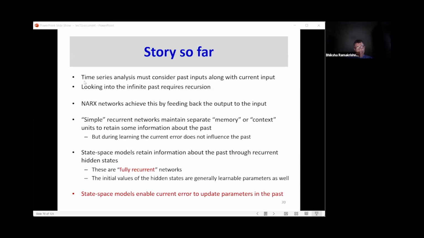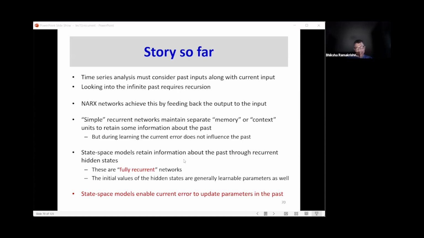And so here's the story so far. Time series analysis must consider past inputs along with the current input. And looking into the infinite past requires regression. Large networks achieve this by feeding back the output to the input. Simple recurrent networks maintain separate memory or context units to retain some information about the past. But during learning, the current error doesn't influence the past.